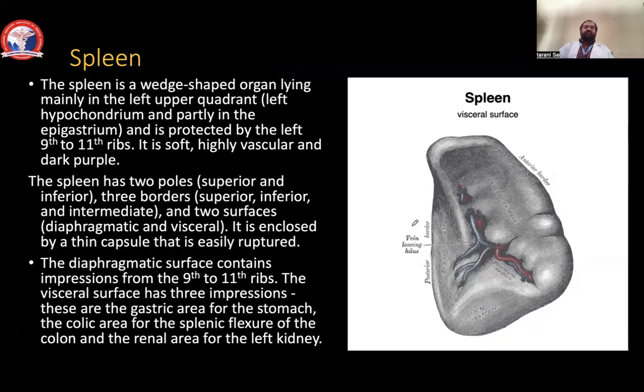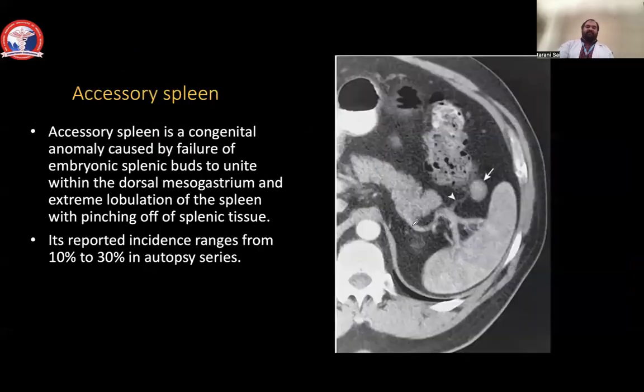Diaphragmatic surface contains impressions from the 9th to 11th ribs. The visceral surface has three impressions. These are the gastric area for the stomach, colic area for the splenic flexure of the colon, and renal area for the left kidney. Accessory spleen.